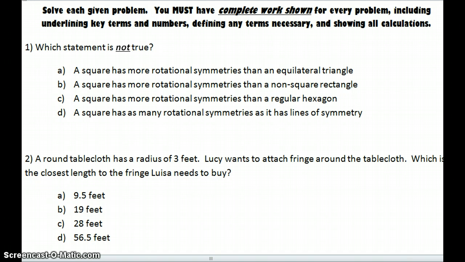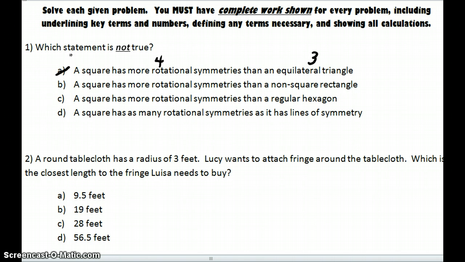So number 1, a square has more rotational symmetries than an equilateral triangle. Here we're trying to find which statement's not true. So we want to go through each statement, see which ones are true, and we can rule those out. So if we look, the first one says a square has more rotational symmetries than an equilateral triangle. A square has 4 rotational symmetries. An equilateral triangle has 3 rotational symmetries. So we see that this one is true.